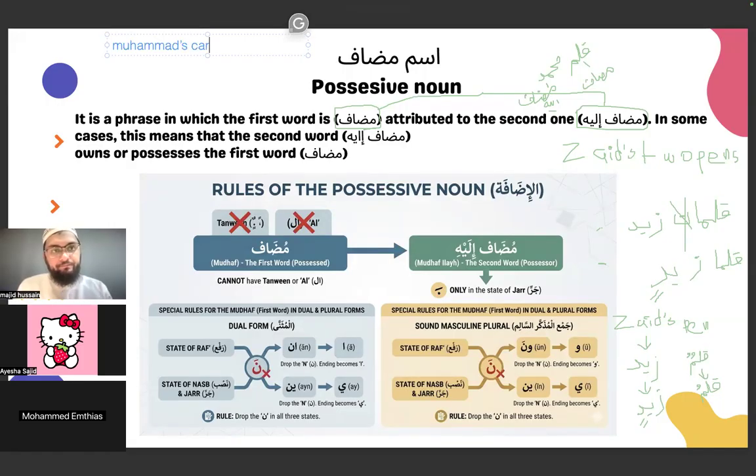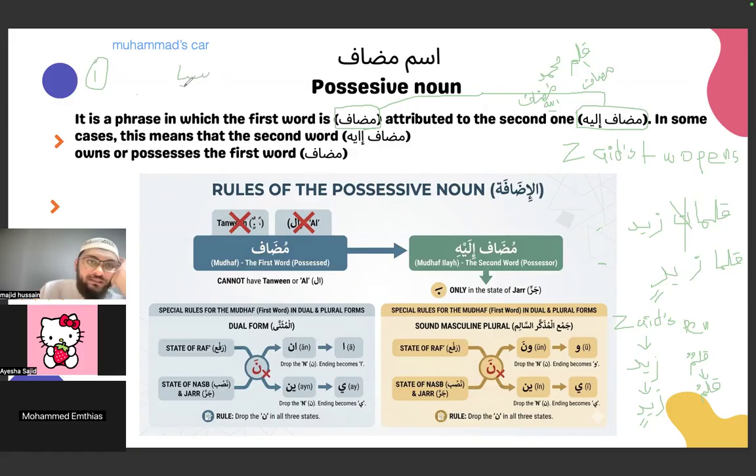Car. Everyone knows the meaning. How do we say car in Arabic? It's sayyara. Now, how do I show possession of this car? How do I write it in Arabic? First I will translate car. That's my first step. Car means sayyara, so I will write sayyara.